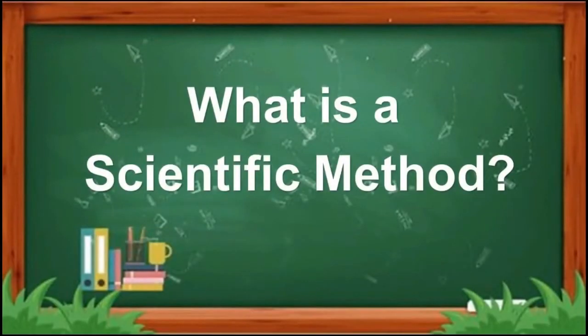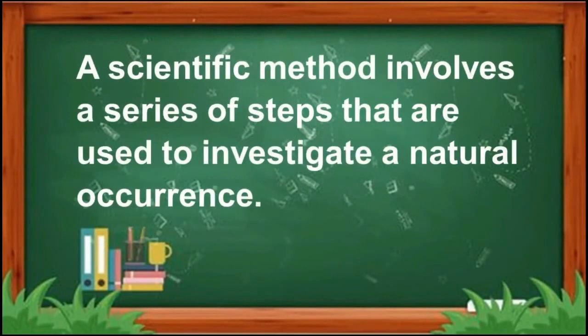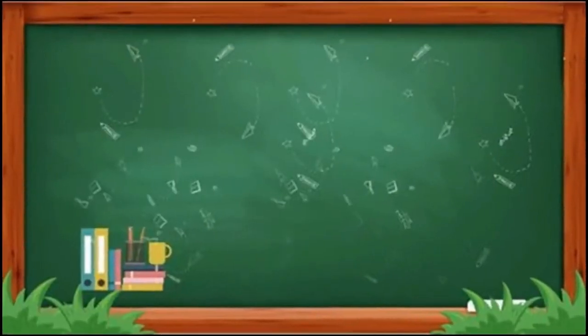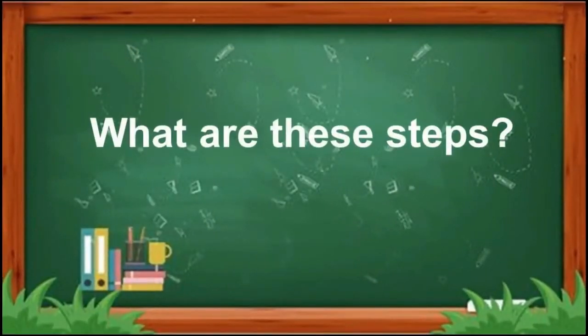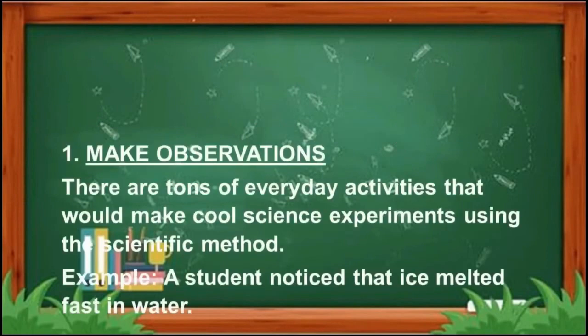What is a scientific method? A scientific method involves a series of steps that are used to investigate a natural occurrence. So what are these steps? The following are the basic steps of scientific method.